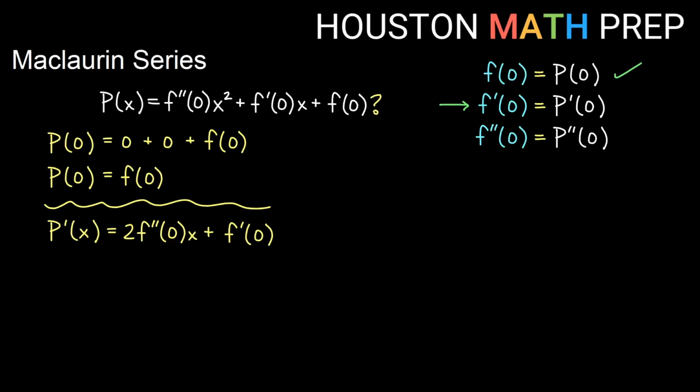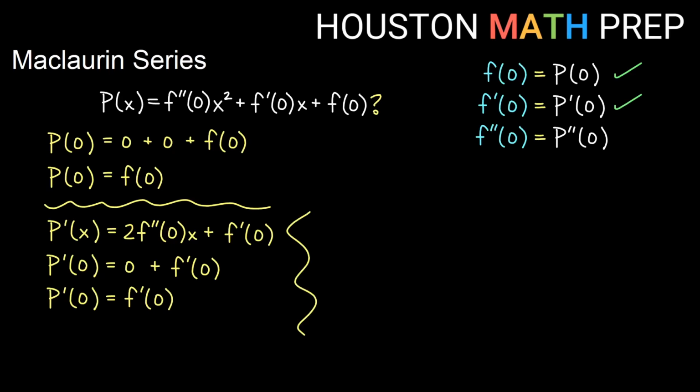Now I wanted to check, remember, p prime of 0 and make sure that's the same as f prime of 0. So if I plug in 0 everywhere x is, there's really only one x term here, so that would just give us 0 for the first term plus f prime of 0. And that one, it looks like it works out as well. So our second one checks.